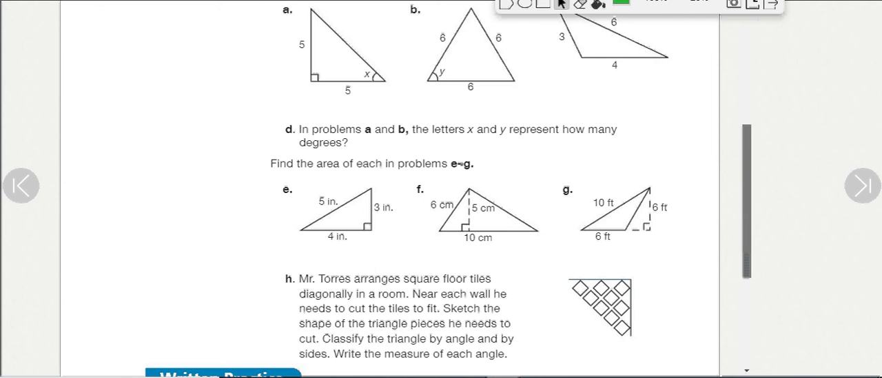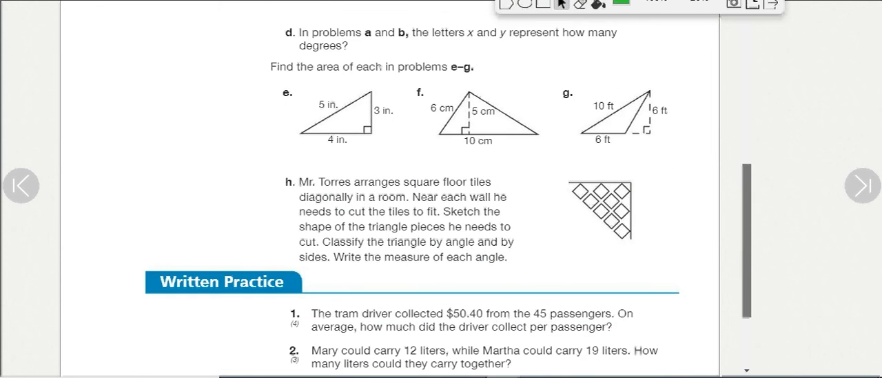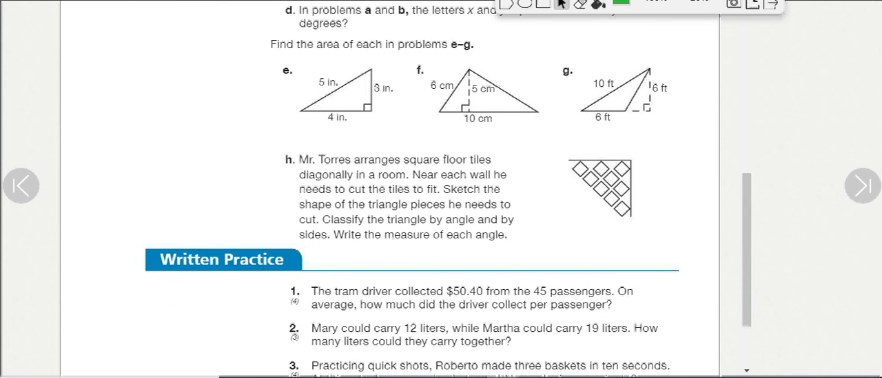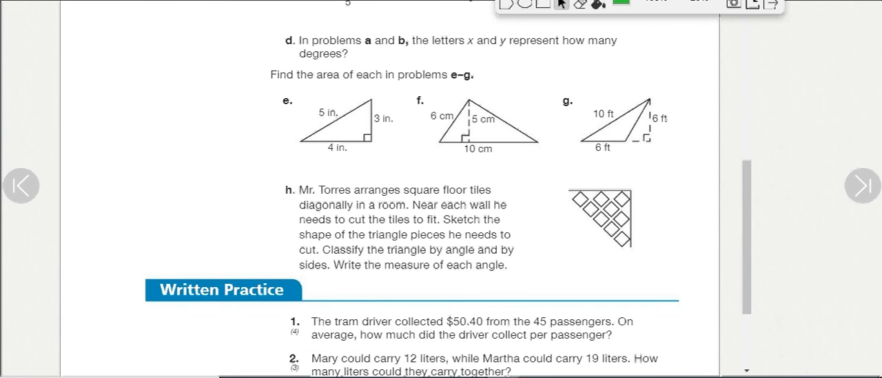Okay, classify the triangles. Try letter D, and then let's do through G. So let's do A through G, please. They're pretty quick. Good luck.